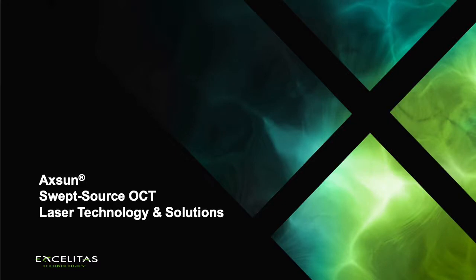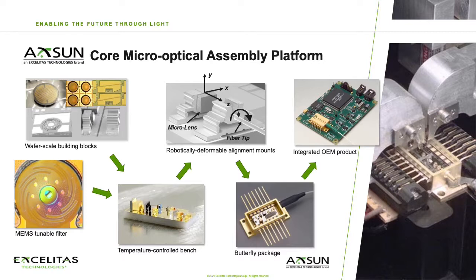AXSUN was founded in 1998 with a telecommunications pedigree and was acquired by Excelitas in 2019. AXSUN's core technology begins at the wafer scale with unique optical and optoelectronic building blocks, such as our MEMS-based tunable Fabry-Perot filter, microlenses, and semiconductor amplifiers.